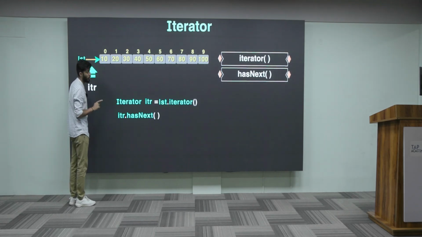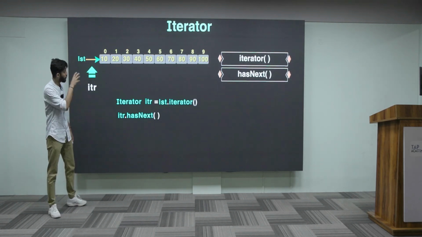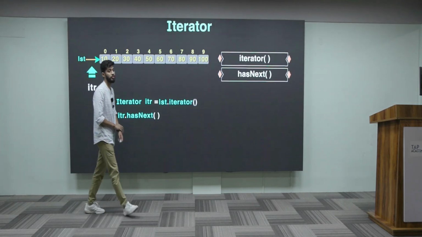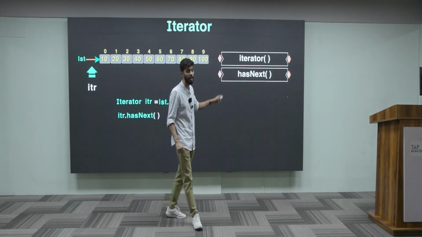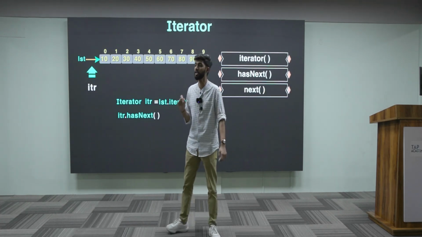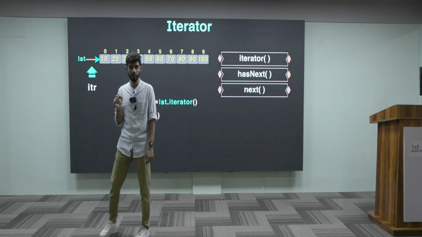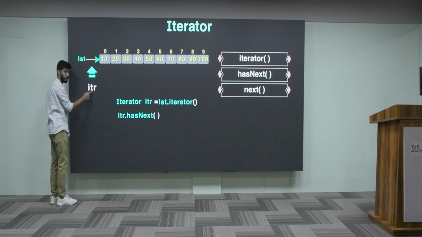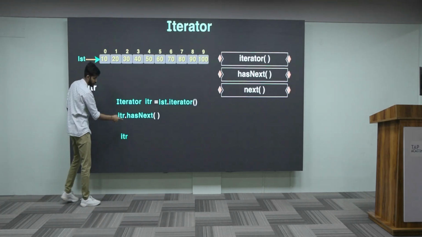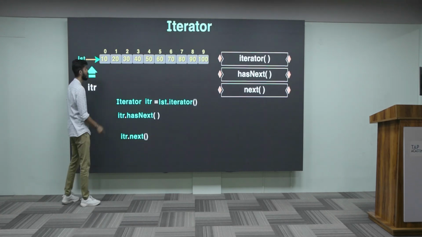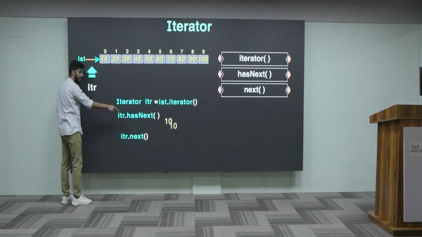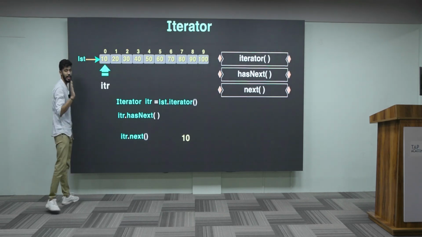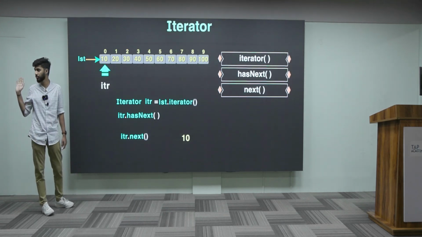If it returns true, I want to fetch that element and print it. How do I fetch the element? For that there is another method called next, and the next method will help you fetch the next element. So how do I call it? lst.next or itr.next? You need to simply say itr.next. This method will return the element, and after returning the element, it will take the cursor one step towards the right side. Exactly the same as Enumeration.